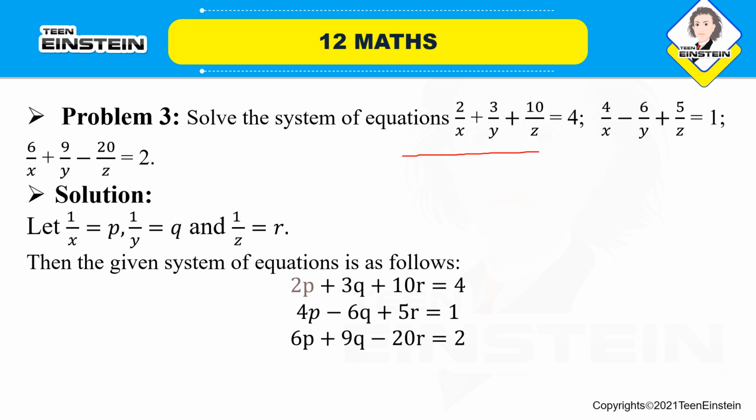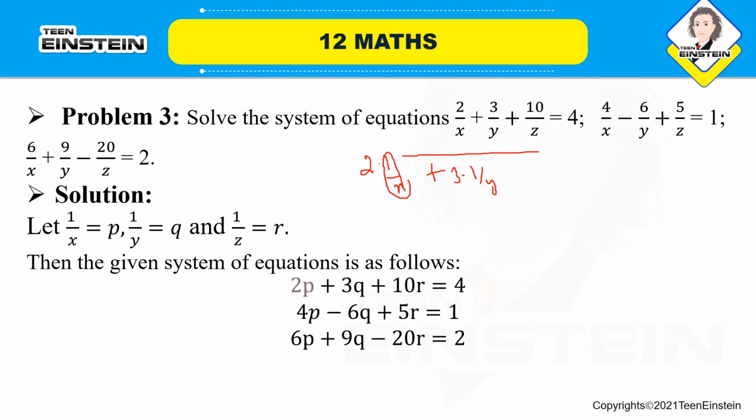Therefore, the given system of equations can be rewritten as follows. Already we have 2 here, so actually this is 2 into 1 by x. Am I right? This 1 by x can be taken as p now. Therefore, this becomes 2p. And here, this is actually 3 into 1 by y. What is your 1 by y? 1 by y is q. So this becomes 3q. And here we have 10 into 1 by z. 1 by z is r, therefore 10r equal to 4. Like that, we are representing the other two equations also.